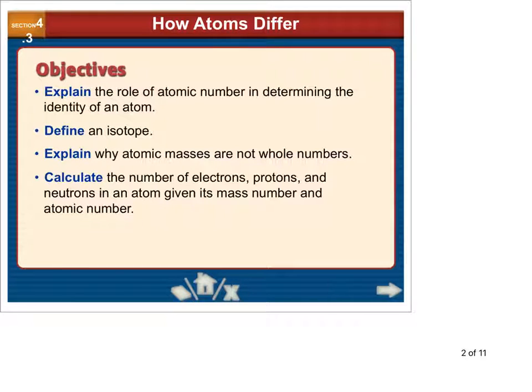Our objectives, things you're going to need to know as you complete this chapter. You're going to need to be able to explain the role of atomic number and determine the identity of an element, define an isotope, explain why atomic masses are not a whole number, and calculate the number of electrons, protons, and neutrons in an atom, given its mass number and atomic number. So these are some of the key ideas you need.